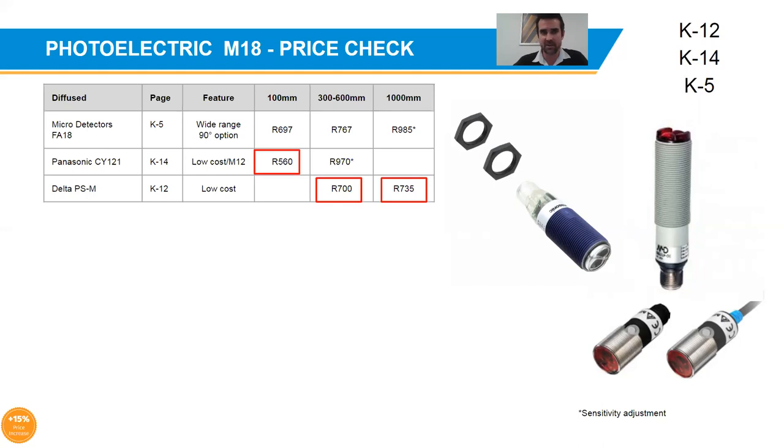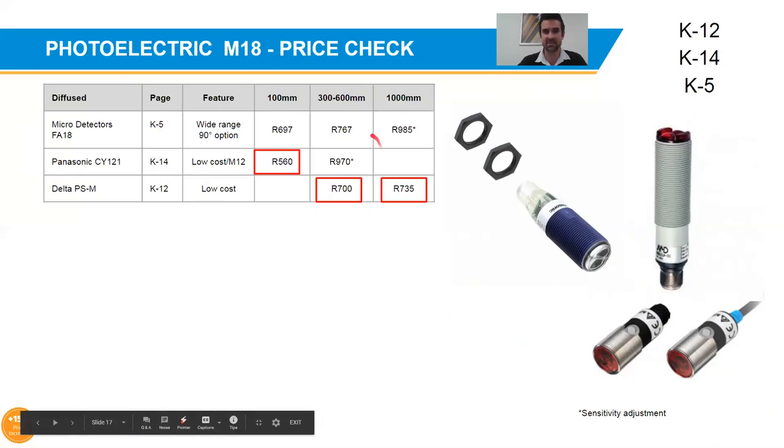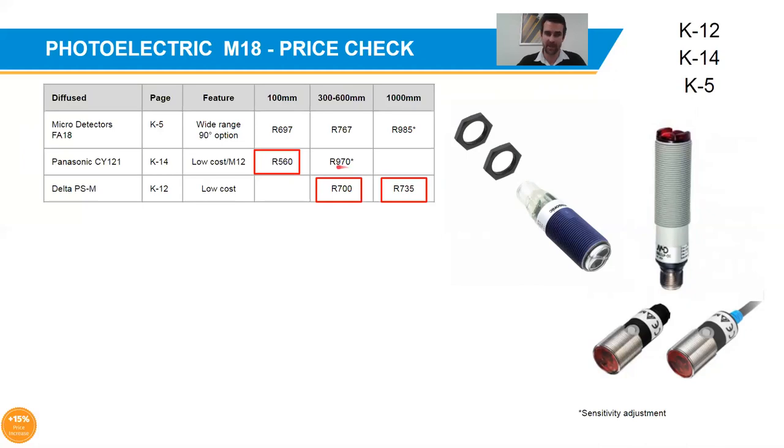For the 300 to 600 millimeter, the Delta comes in quite cheap. I think the Delta is the 300 millimeter sensing. The FI18 is a 400 millimeter sensing. And the 600 millimeter is then the Panasonic again. So Panasonic sticks out to me in this case as well because it's got the M12 connector. It's also got sensitivity adjustment, 600 millimeters, at not a bad price. But if price is your underlying factor, then the Delta comes in quite good.